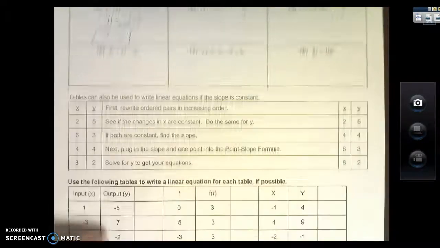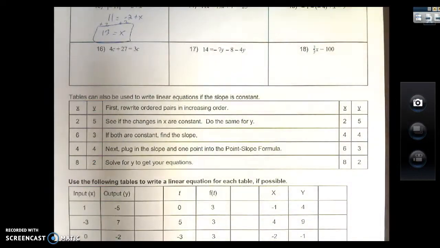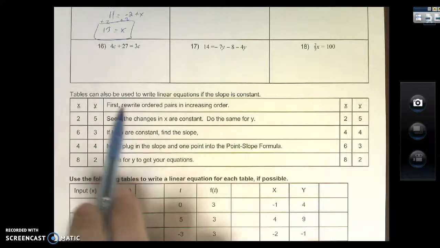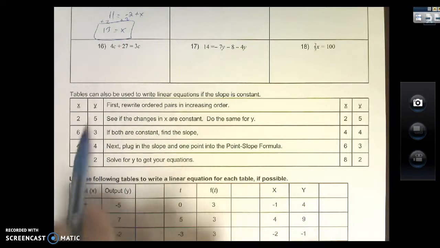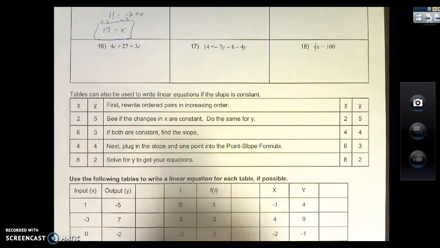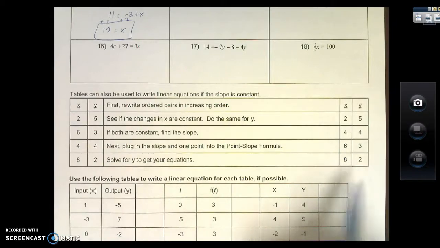I am going to jump down here now a little bit, just to save a little bit of time. So it says here, tables can be used to write linear equations if the slope is constant. First, rewrite ordered pairs in increasing order. You see how here it goes 2, 5, 6, 3, 4, 4, 8, 2. These are all ordered pairs, like an X and a Y. They rewrote it as 2, 5, 4, 4, 6, 3, 8, 2. So what they did was put X from smallest to greatest.